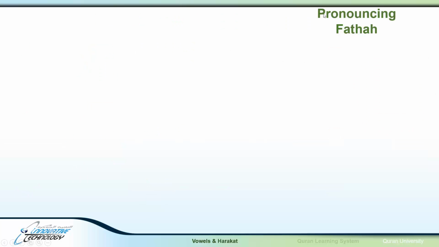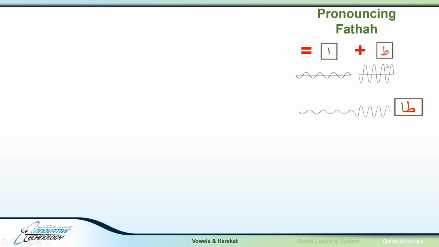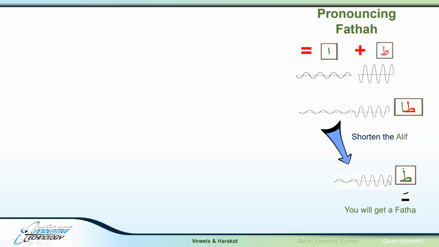Let's learn more about the way we pronounce the fatha, the dhamma, and the kasra. Let's start with pronouncing the fatha. Let's take an example, the letter ta, and we'll put after that an alif: taa. Now, if we shorten the alif, rather than having it with that long wavelength, then it's the same ta, but with a shorter alif, and that's what gives us the fatha.